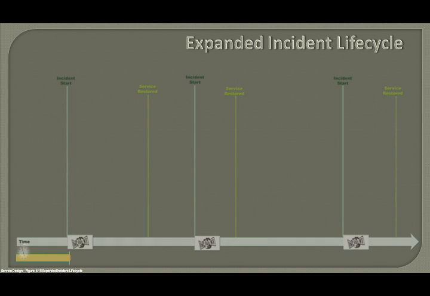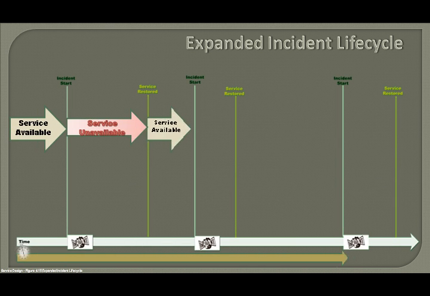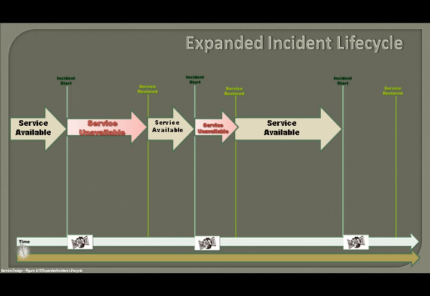Here's a cross-section in the life of a service covering the occurrence of 3 incidents. It illustrates when service was restored and the periods of service availability and unavailability.